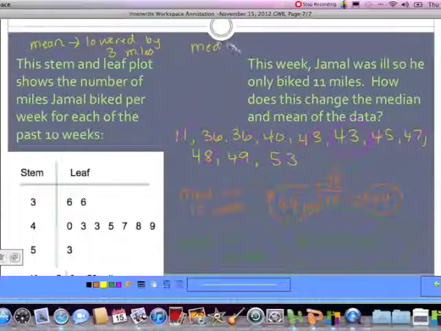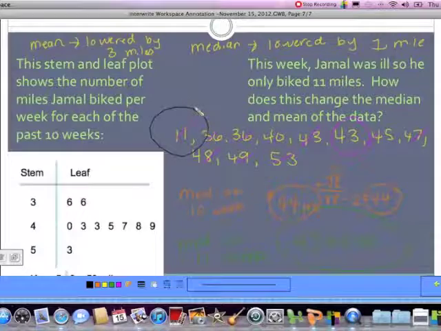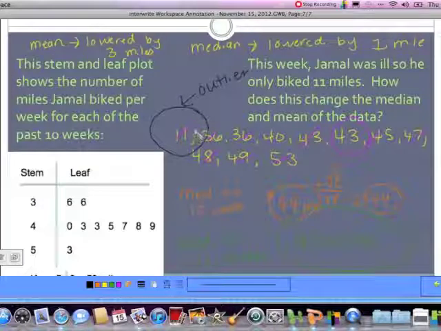The median only lowered by 1 mile. So adding that 11, that week that he was sick, it really affected the mean. It lowered it 3 miles, but the median only lowered it by 1 mile. So the main point of this problem, you are comparing measures of central tendency, mean and median, and the main point is that outliers, which is the 11 because it's a number that's much smaller than the rest of the numbers in the data set, the point is this outlier affects the mean the most.